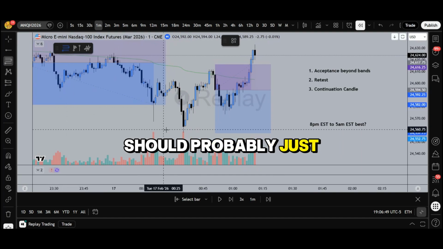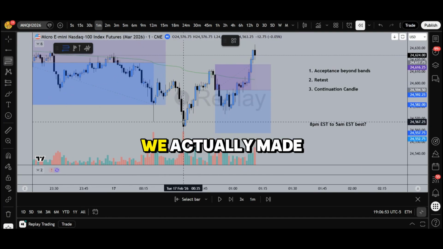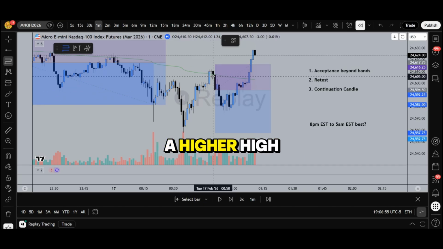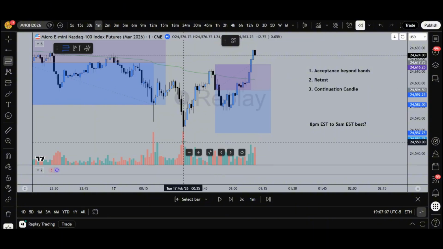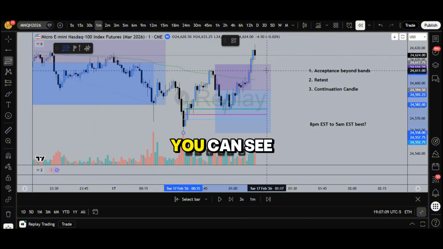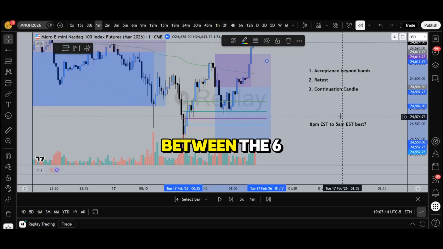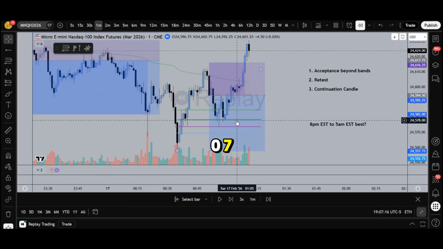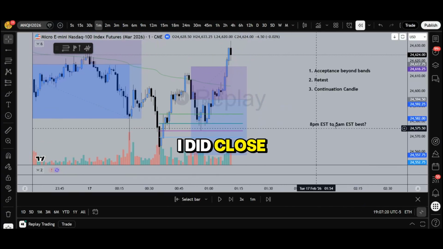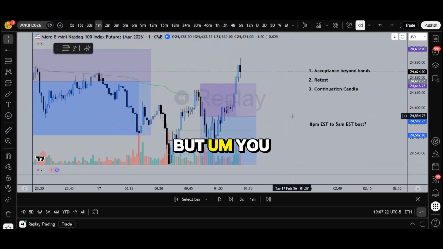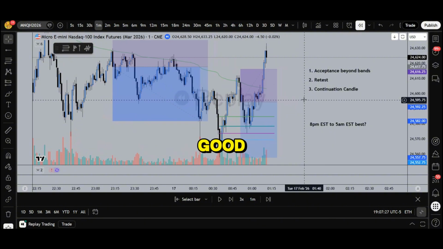I should probably just let them play out, but I did notice, as you see this downtrend, we actually made a higher high here, looking like maybe the start of a reversal. And here, if we pull a fib, you can see it had a perfect bounce right off that golden pocket, which I put between the 618 and the 707. So as soon as it started reacting strongly out of here, I did close this one early, but the wins are bigger than the losses, so 2 wins and a loss is still pretty good.